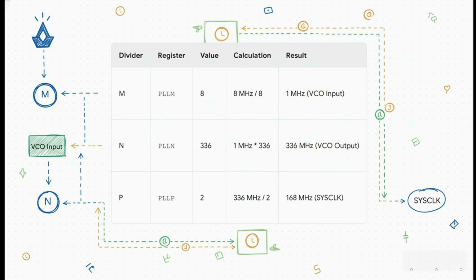Let's walk through a real example to make this stick. Let's say we have an 8 MHz crystal. We'll set M to 8. That divides our 8 MHz down to 1 MHz, which is a perfect input for the next stage. Then we set N to 336. That multiplies our 1 MHz all the way up to 336 MHz. And finally, we set our P divider to 2, which cuts that in half and gives us our beautiful final system clock of 168 MHz. See, it's just a little bit of math.